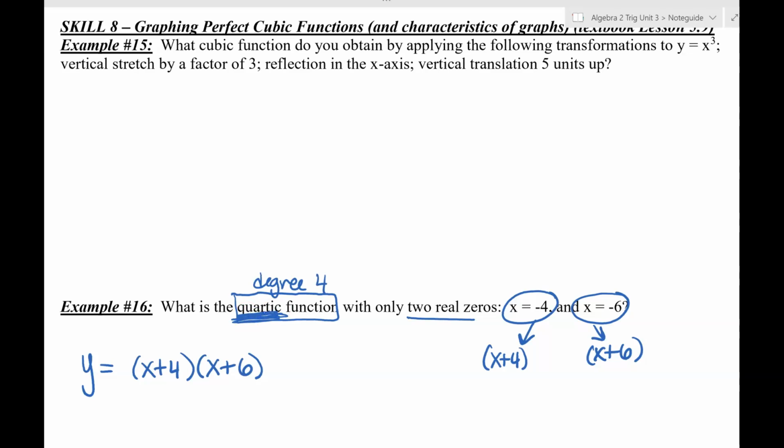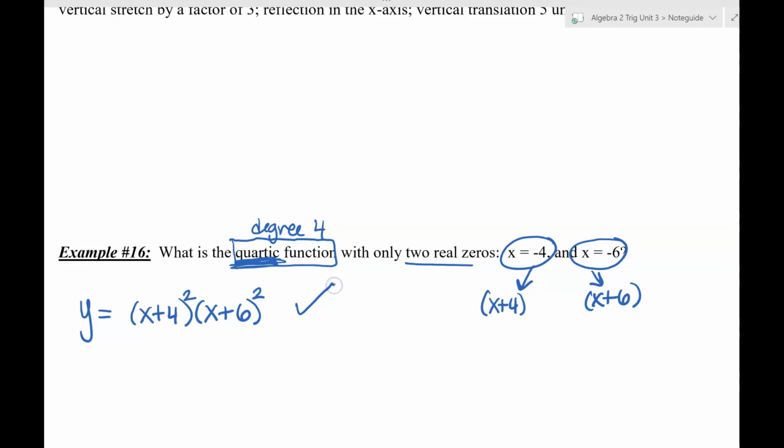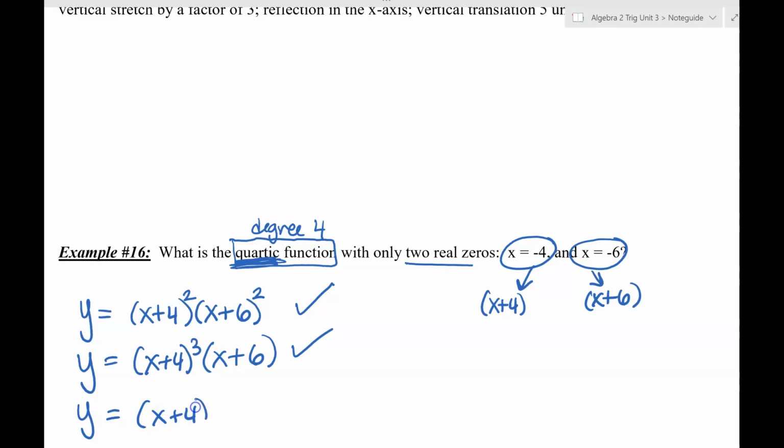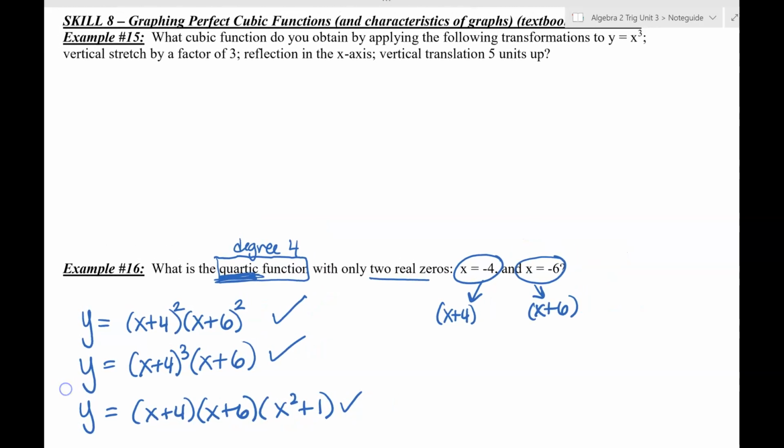So there's a couple different ways we could make this happen. They didn't say the multiplicity of the zeros, so I could just make each of these have a multiplicity of 2, and that would be a quartic function. I could make one of these zeros have a multiplicity of 3, and that would be a quartic function. I could also keep those two real zeros and write a new factor that I know has no real zeros, something that if you set equal to 0 would give you complex numbers and not real numbers, like x squared plus 1. And then I could get a quartic that way. So these are all different ways that you could write that function.